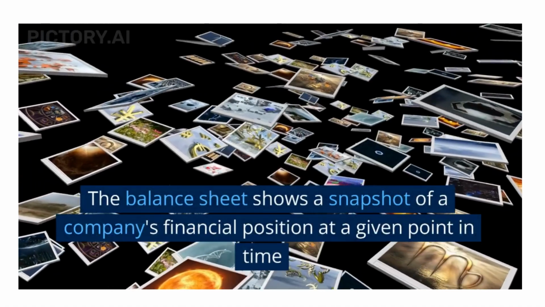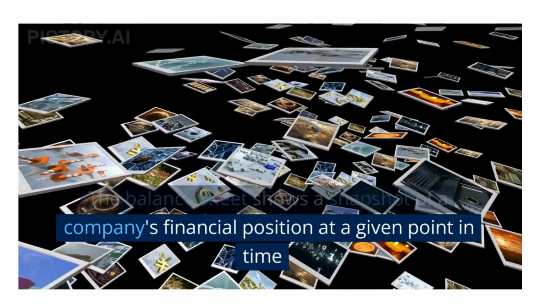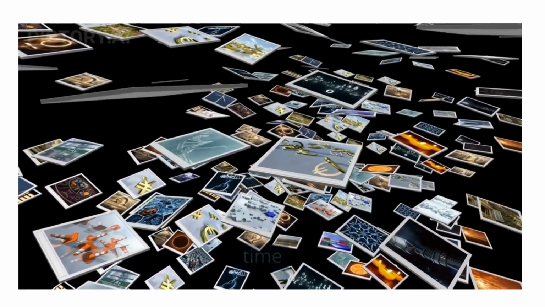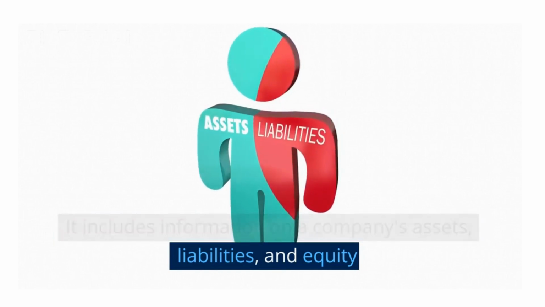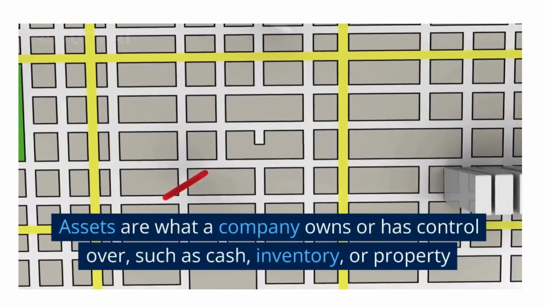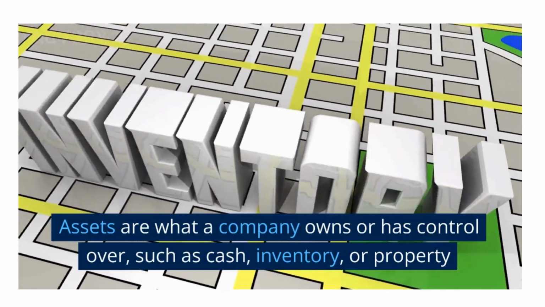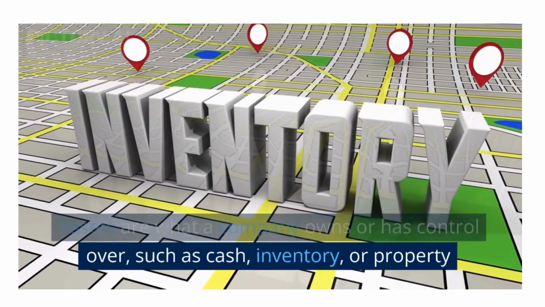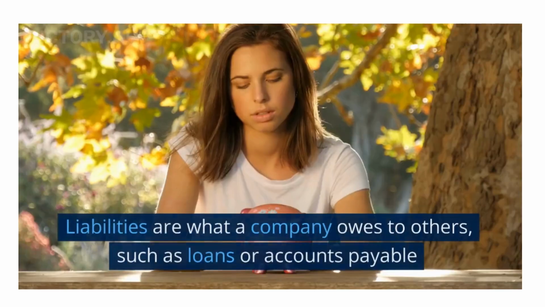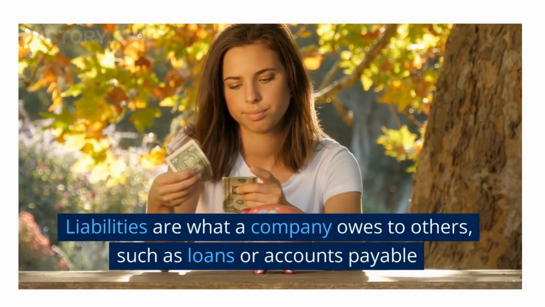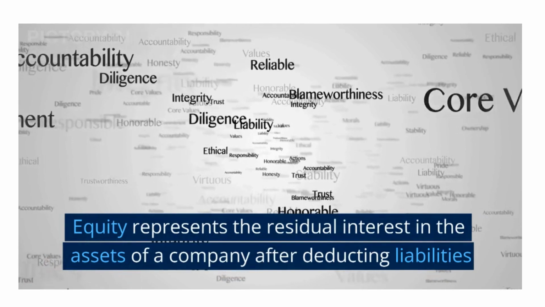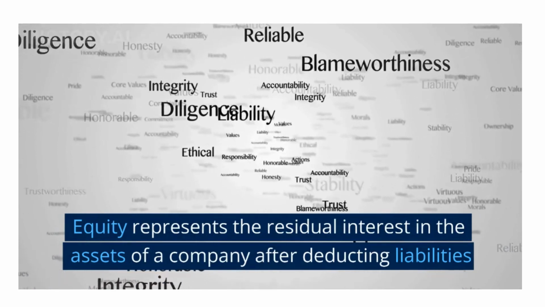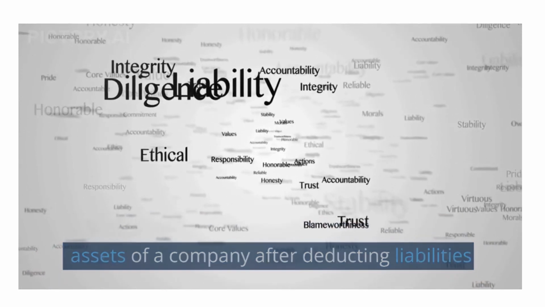The balance sheet shows a snapshot of a company's financial position at a given point in time. It includes information on a company's assets, liabilities, and equity. Assets are what a company owns or has control over, such as cash, inventory, or property. Liabilities are what a company owes to others, such as loans or accounts payable. Equity represents the residual interest in the assets of a company after deducting liabilities.